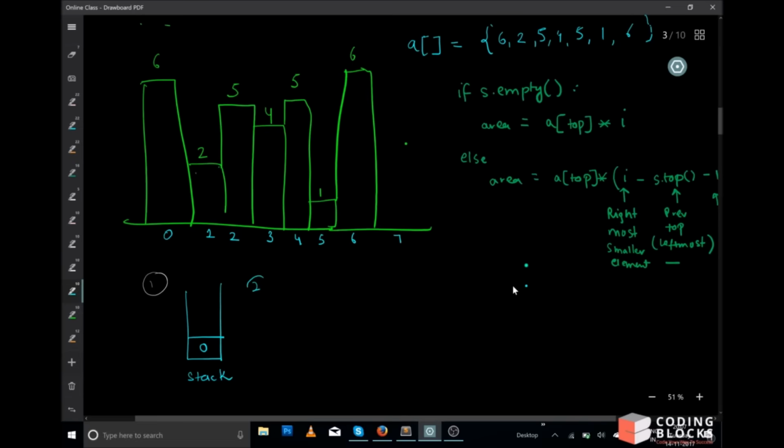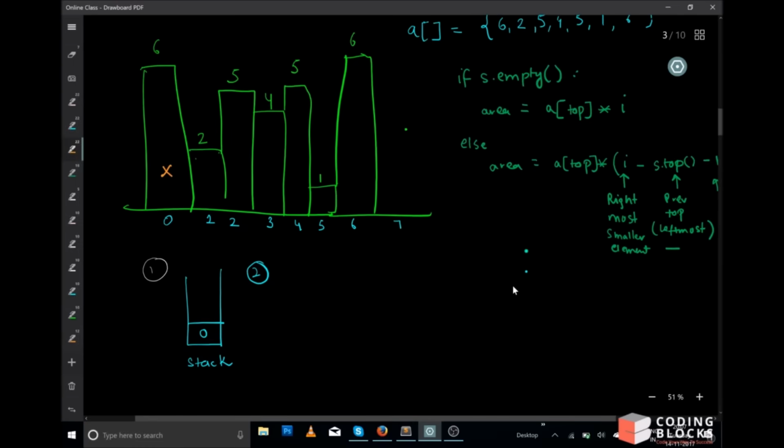Now let us come to the second step. In the second step, I can see the current element is having a lower value than the stack top, right? So the current element is 2 and stack top is going to be 6. So 2 is lesser than 6. So what I'm going to do, I'm going to pop off, right? So we are going to remove this bar. How? So I'm just going to make the stack empty by removing it. So if I remove it, the stack will become empty, and we will find out what the area is.